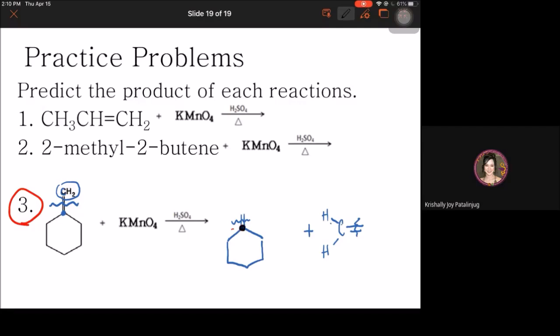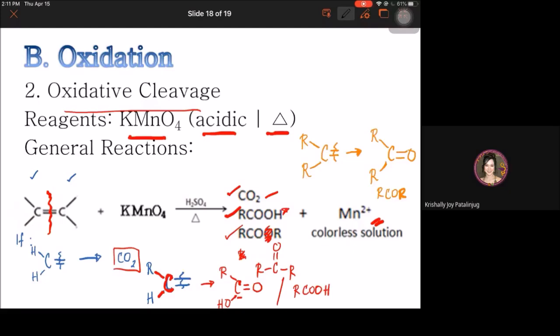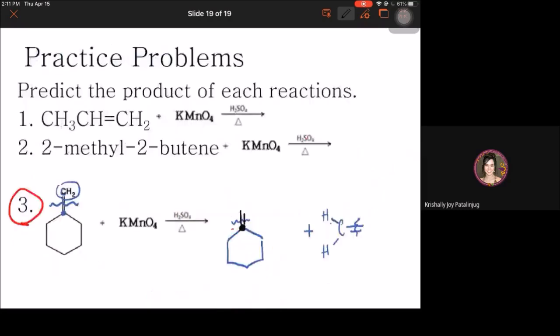Okay, this carbon. From this cleaved part, if only R groups are attached to it, it becomes a ketone. That is what happens here. In this cleaved part, the carbon has only R groups attached. Therefore, this will become a ketone.